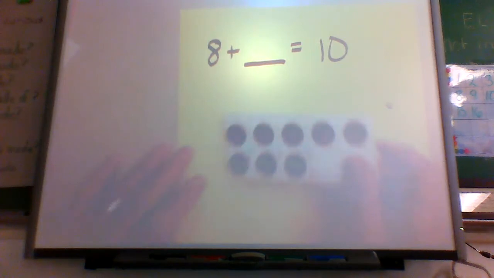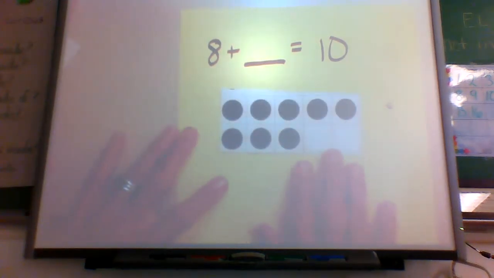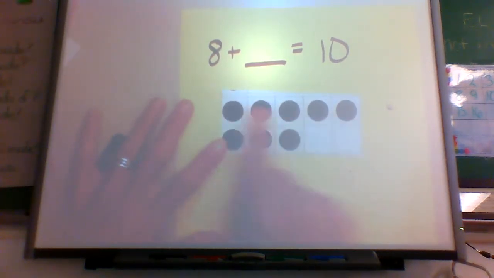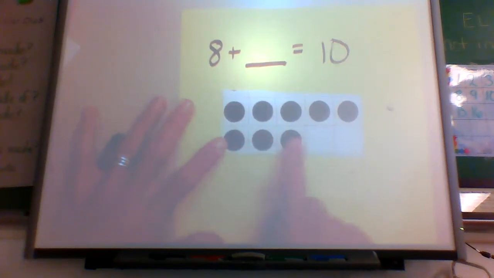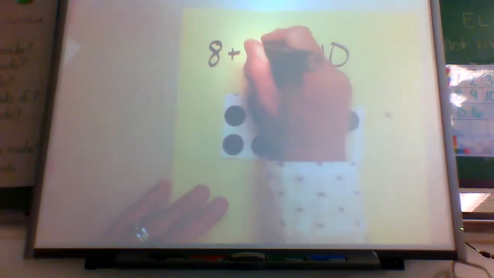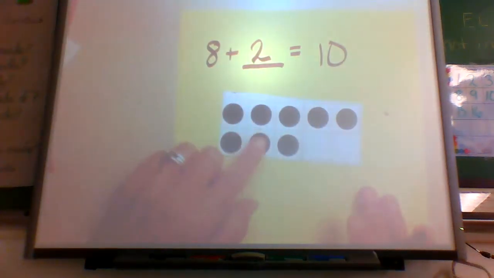Well, here's our place value, our 10 frame. And because it's called a 10 frame, we know that there are 10 available spots for black circles. When I count, Mrs. Strader likes 5 groups, so I know I've got 5, 6, 7, 8. There's the 8. How many more of these spots do I need to fill to make 10? Well, 1, 2, right?